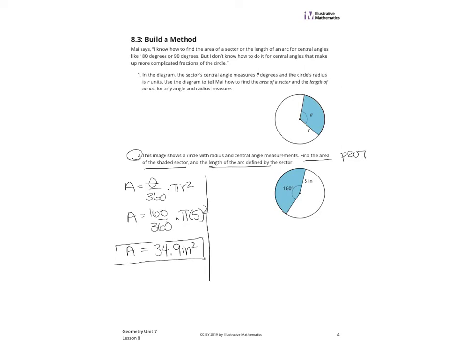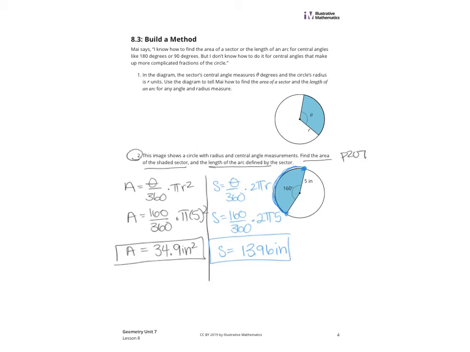So now let's work on my arc length. So the length of my arc is equal to my theta divided by 360 times 2 pi r, my circumference. In this problem, that would be 160 divided by 360 times 2 times pi times 5. So I'm going to put 160 times 2 times pi times 5 divided by 360 into my calculator, and I get 13.96 inches for the length of my arc that extends along my blue sector here.